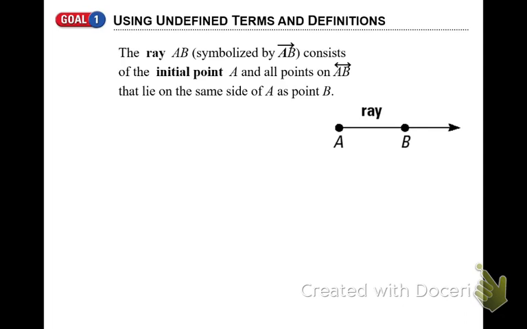To write the definition, a ray is a line with a starting point and extends infinitely in the other direction. So a ray, I'm going to be writing this down, has a starting point and then goes infinitely in the other direction.